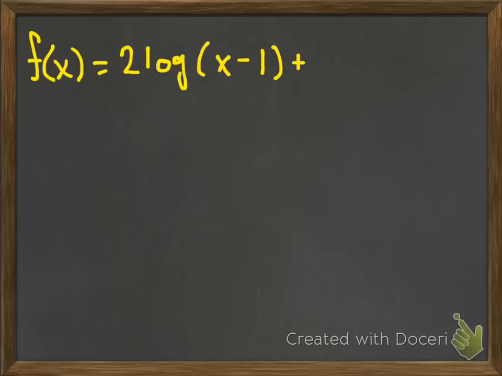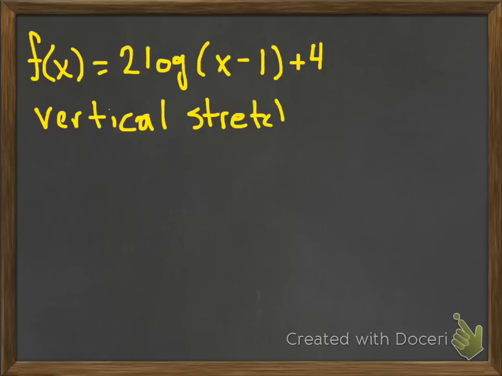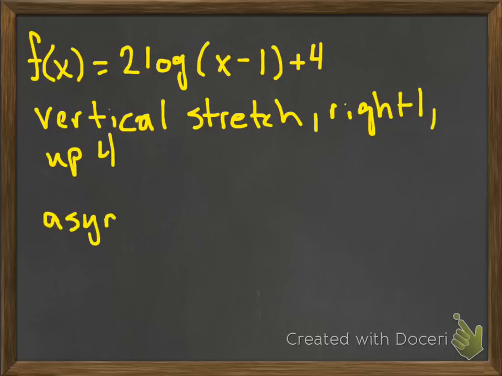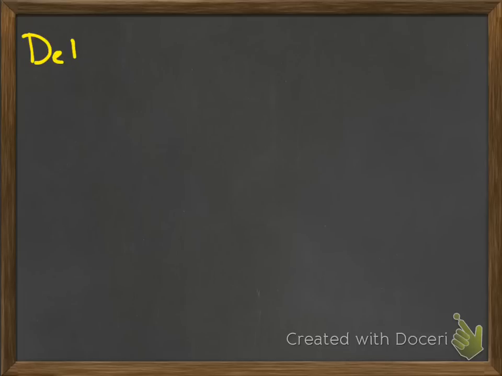Okay, so here's a little bit longer of a problem. F of x is equal to 2 log parentheses x minus 1 plus 4. Okay, the 2 means a vertical stretch. So keep that in mind, remember. The minus 1 is going to be to the right 1. The plus 4 would mean up 4. Okay, and since I'm going to the right 1, that should give me an asymptote at x equals +1. That's it. So again, most of these should be fairly simple, stuff you've seen before, shouldn't be that bad.